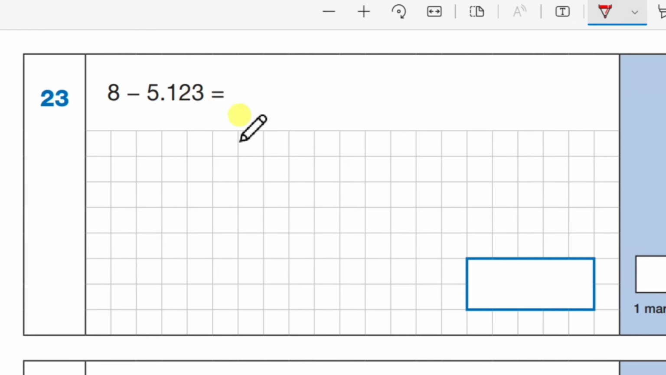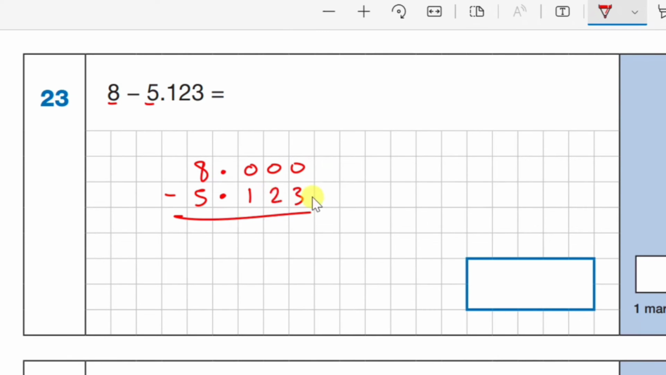8 take away 5.123. So because you got a decimal, we're going to firstly line up the whole numbers first, yeah? So you got 8 here, and then you got 5, and then you put a decimal point. 1, 2, 3. And because there's no decimal point above, just make a fake one, 0.000. And then put a minus sign. You can kind of think of this as like 8,000 take away 5,123, but a decimal version. Now when we subtract it, we can do the same way. So let's have a look.